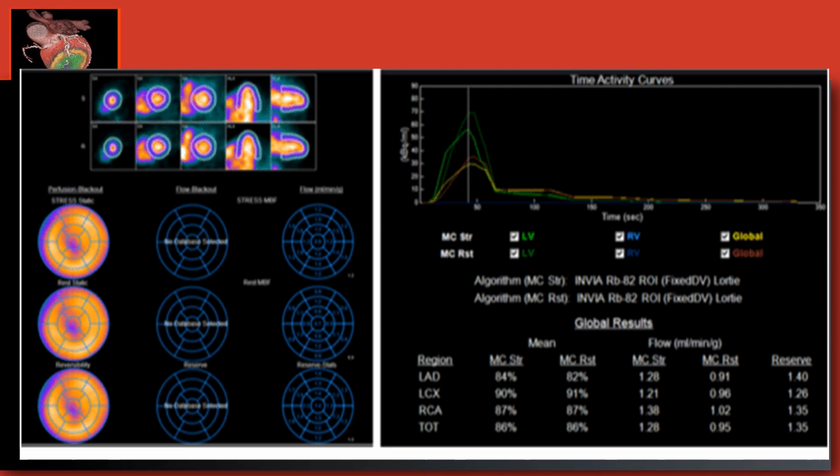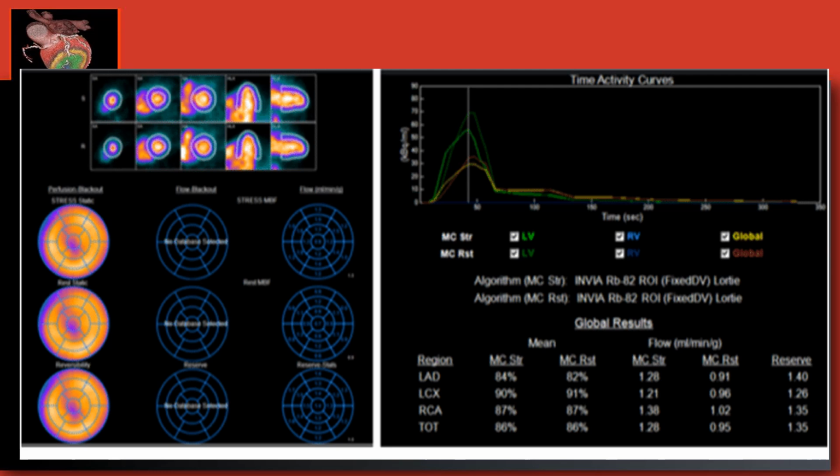Now, if you go down to the global results, there's a lot of numbers here. What people typically look at is this third column over, or the last three actually. The third column over is the blood flow reserve at stress.